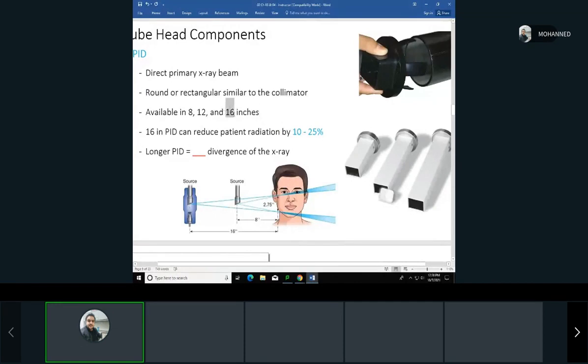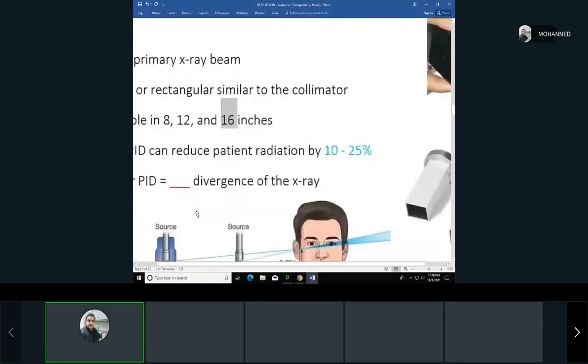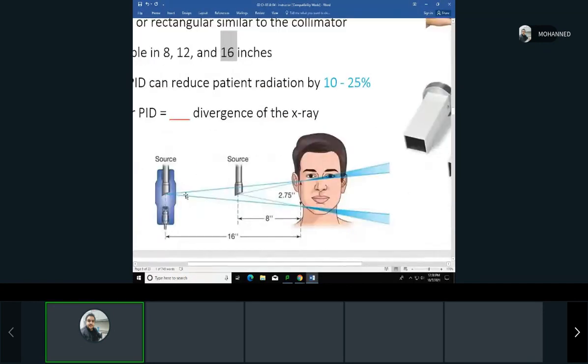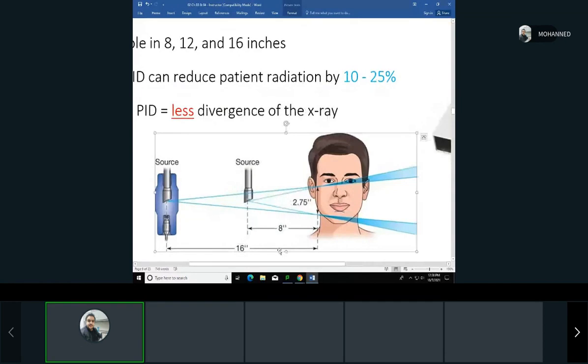And the longer the PID, the better for our picture, and also the better reduction of the X-ray. Because if you look at this picture, if we have the source farther away, and we have all of this as PID, the divergence of the X-ray will be less. It will not go wider. If we have it shorter, so this is like a 16-inch PID, and you can see the lines that go from there will be much narrower than if we have the 8-inch PID.